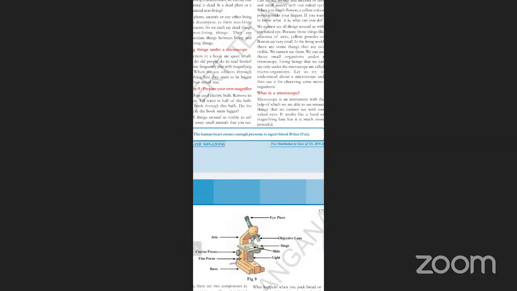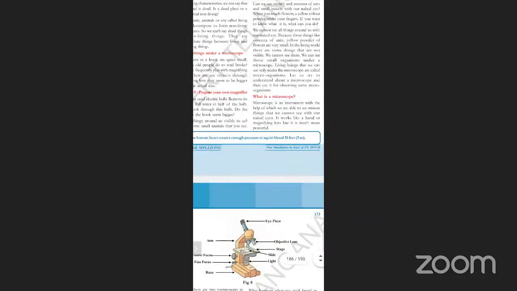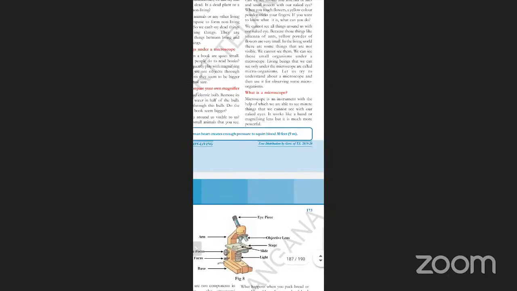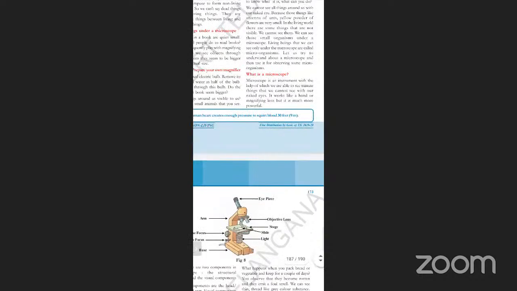Next, last week we discussed the microscope. By the help of a microscope, we can see minute things, which are not visible to our naked eyes. It acts like a magnifying lens. Just once repeating that.